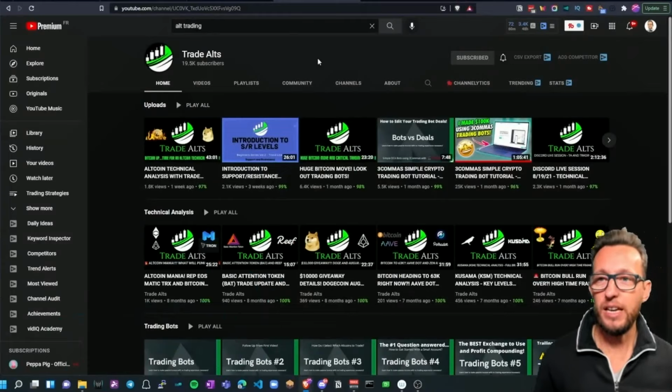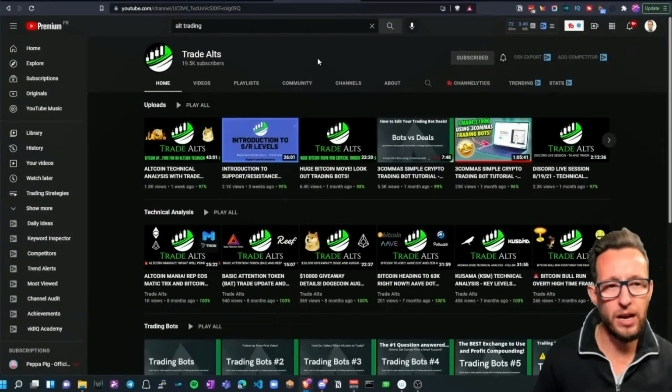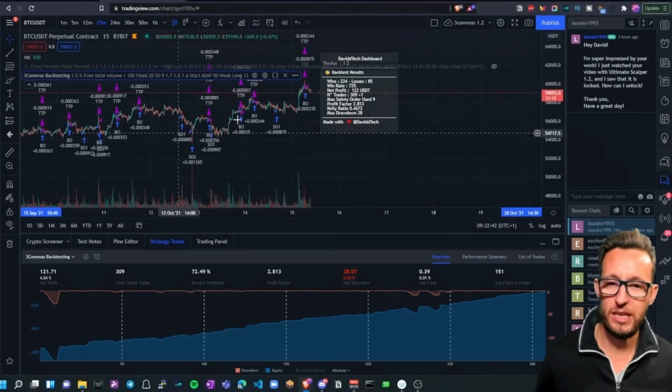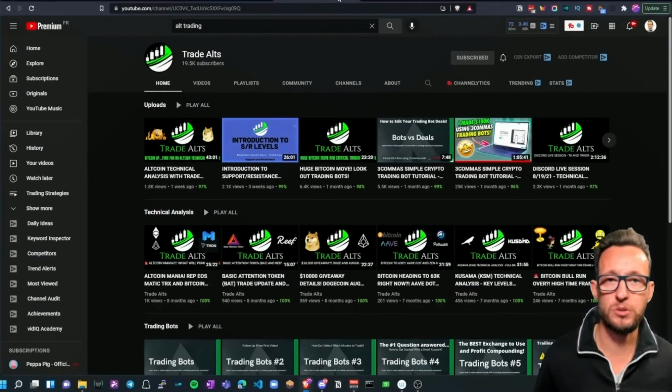Right. Okay, what we're going to do today is very quickly go over 3COMMAS, setting up the bots, going through all of his strategy on how to set up the bots, and then I'm going to go over to Tradingview, as you can see here, and we're going to look at some of the results.